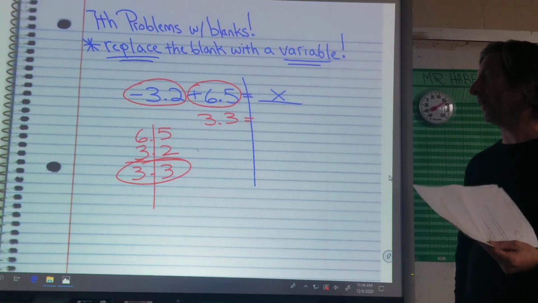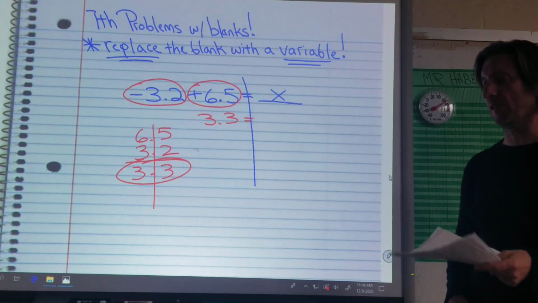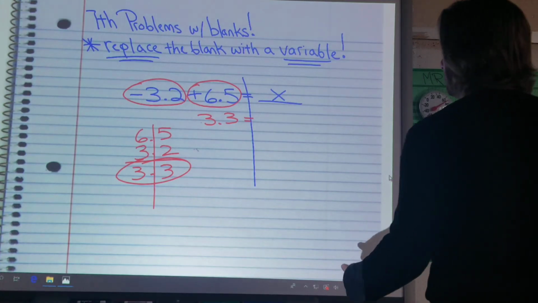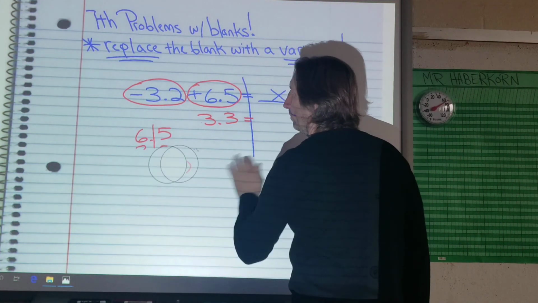All right, so that's all we've got for today. Some new stuff. We'll practice a few of these today where we put the letters in for the blanks and see how we do, okay?